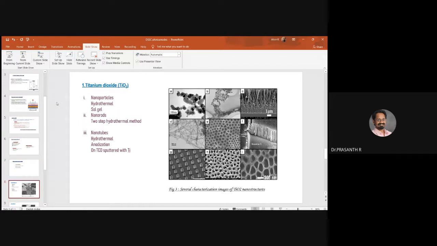So the first one is titanium dioxide. There are several fabrication techniques reported for the synthesis of titanium dioxide nanostructures. For the fabrication of TiO2 nanoparticles, two methods are reviewed in this article, that is the hydrothermal method and sol gel. So in the hydrothermal method, water acts as a catalyst and highly homogeneous TiO2 nanoparticles can be synthesized. Materials of different shapes and sizes can be synthesized by controlling the reaction parameters as always.